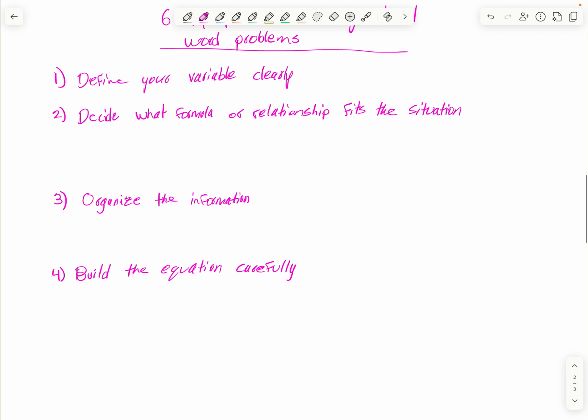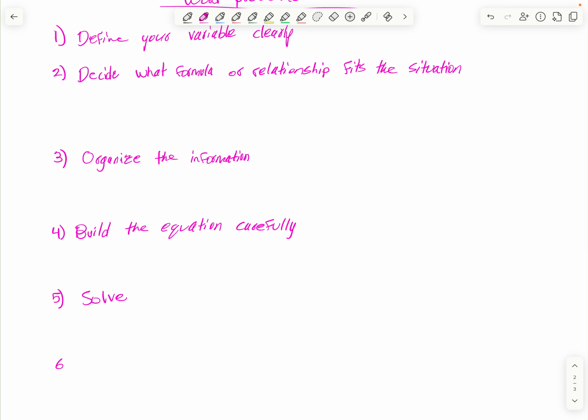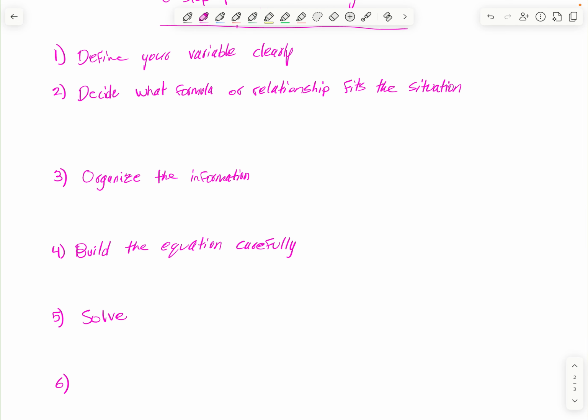Okay, and then number 5, after you have the equation, you want to solve the equation. And then number 6, you want to check your answer to see if it makes sense in the context, right? So number 6 is kind of like state the answer and also check. And just do a quick check. Check if your answer makes sense in the context of the problem.